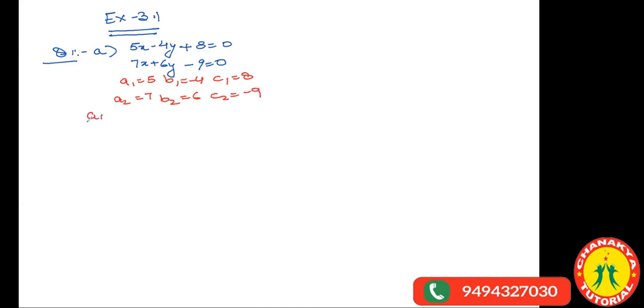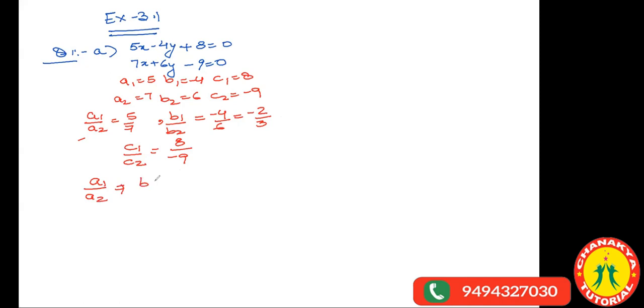Now you have to find the ratios first of all. So A1 upon A2 will be 5 by 7. Just speak, children, all of you. B1 upon B2 will be minus 4 by 6, which is equal to minus 2 by 3, dividing by table of 2. And then C1 upon C2, children? 8 by minus 9. So just tell me whether they are equal or not. No, ma'am. So you will write like this: A1 upon A2 is not equal to B1 upon B2.